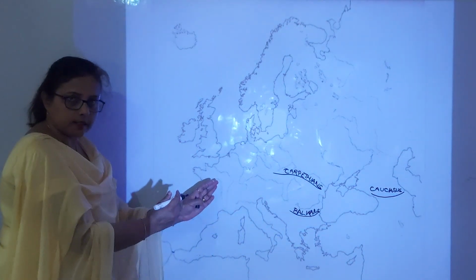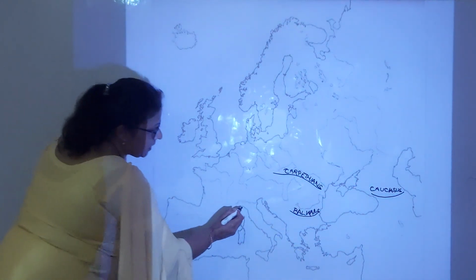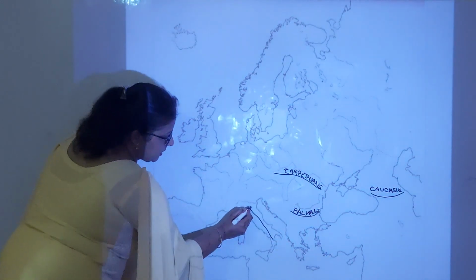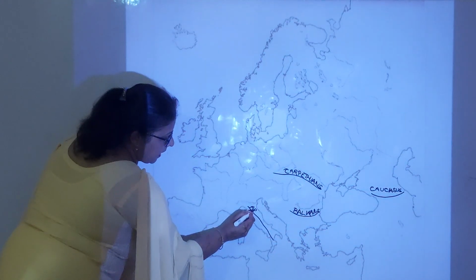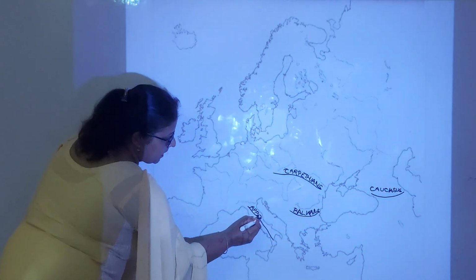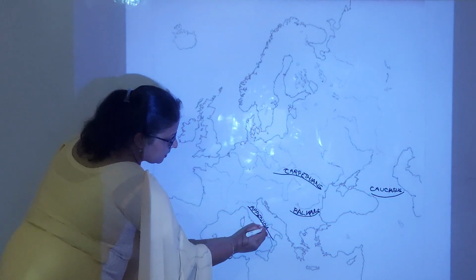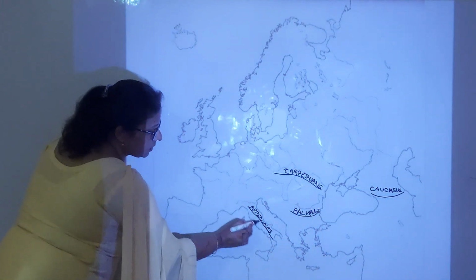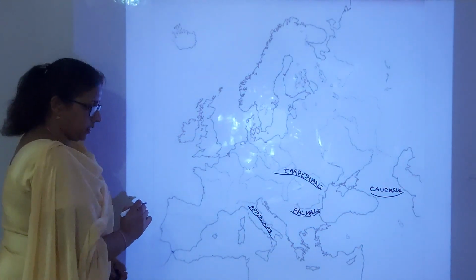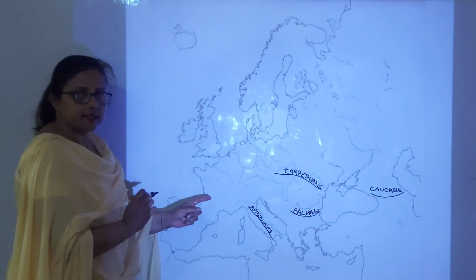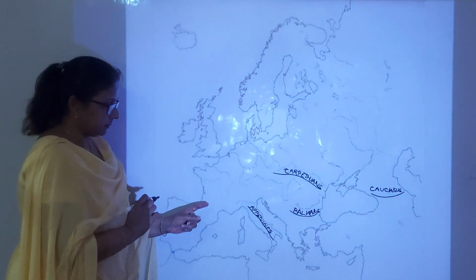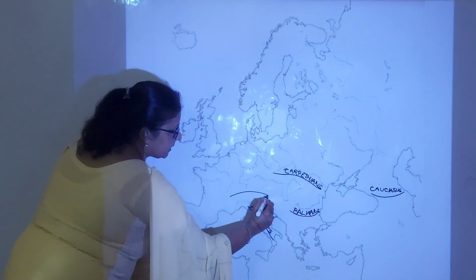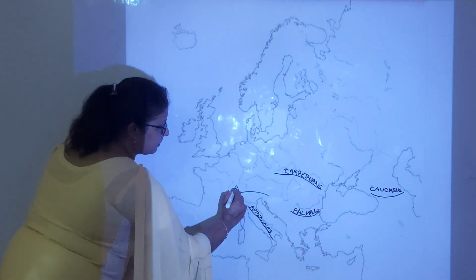Further towards the west, here we have the Apennines. This is found in Italy, and this mountain range travels from north to south of Italy, and it is known as the backbone of Italy. Just north of Italy, we have the mighty Alps.